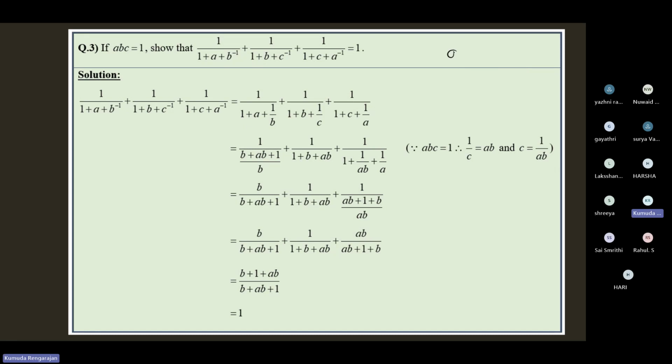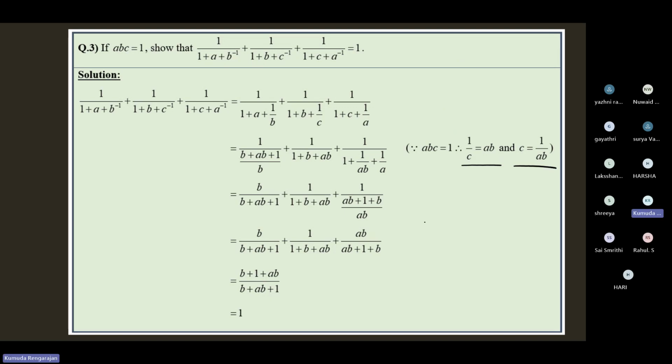Or you can get both from this itself. From this, what is 1 by C? The C comes here, no? So 1 by C is AB. And from the same thing, ABC is 1, what is C? 1 by AB. So you can understand it in different ways.